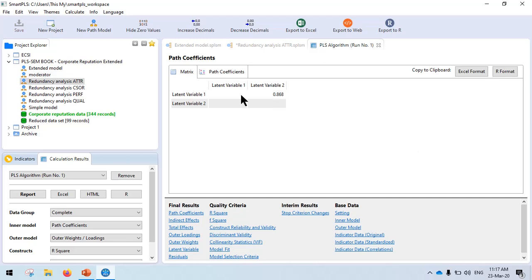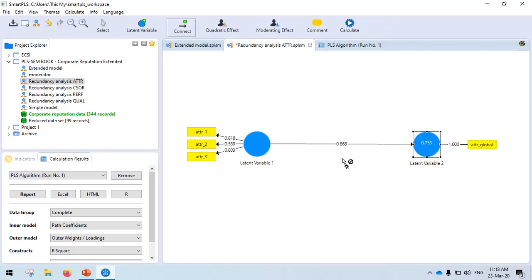So I will have the latent variable. This is the path coefficient. Let me go to the beta. Okay, here, so to the model. So you can see the path coefficient shows that it is 0.868, which is above the threshold of 0.70, thus providing support for the formative construct's convergent validity.